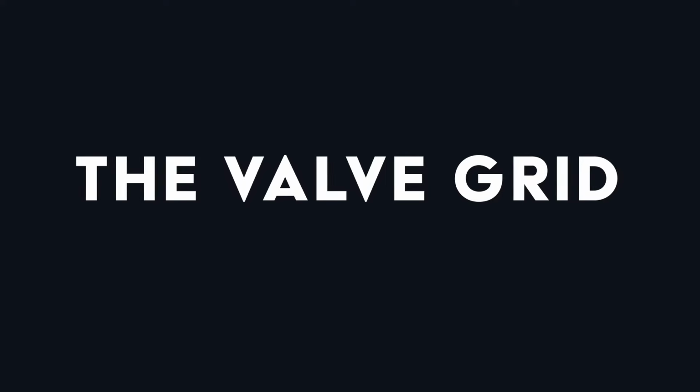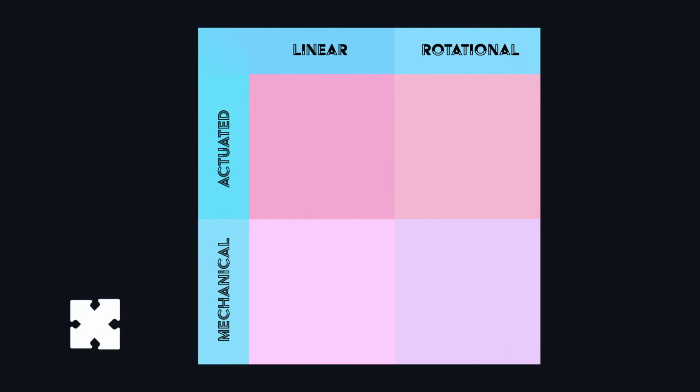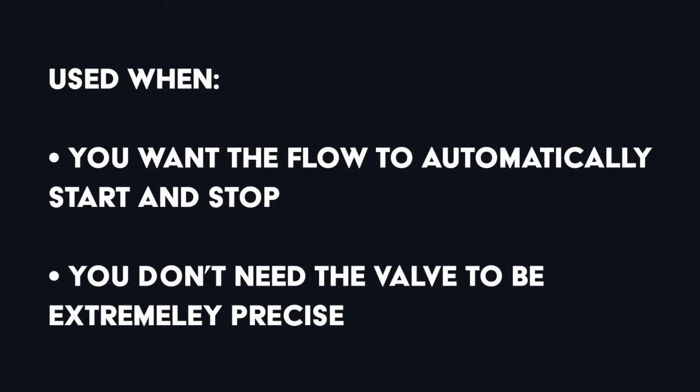Okay, so now that we know what different builds we can have for our valves, we need to go into what the different combinations will give us. Let's start with the mechanical rotational valve. In this type of valve, some internal condition caused by physics causes a valve to close by rotating on an axis. This build is for when you don't want to use a machine or your hands to open and close the valve, and you don't care very much about how accurate the partially open position is.